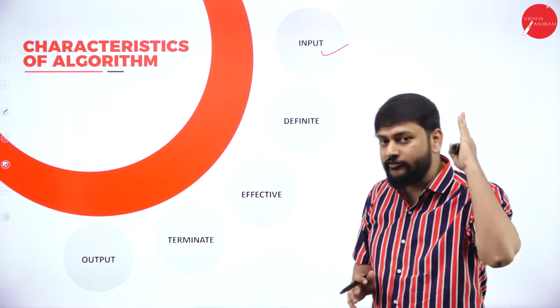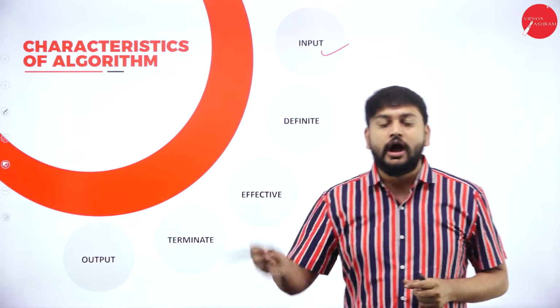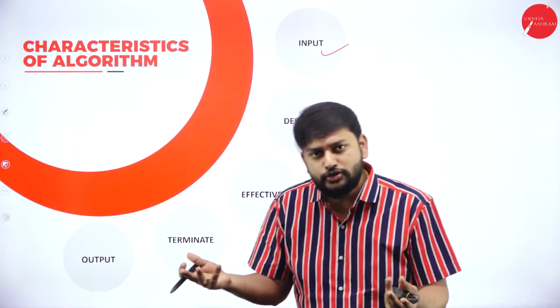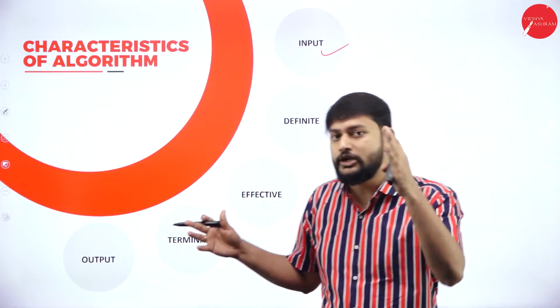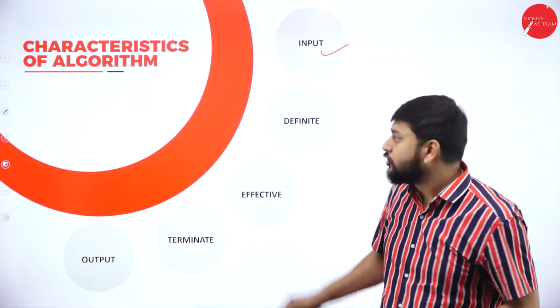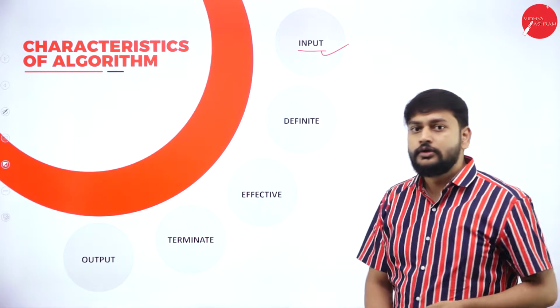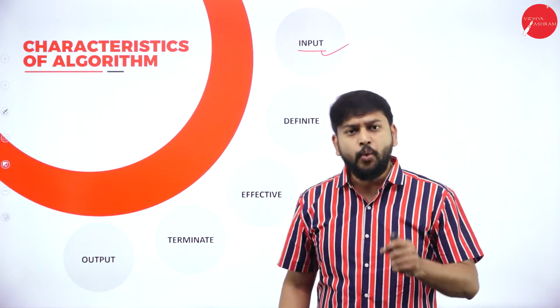First of all, you should have the input category. That input category may have zero inputs, or more than that. That is what you need to understand. For each and every algorithm, you should have this. So fine. What is the next one?